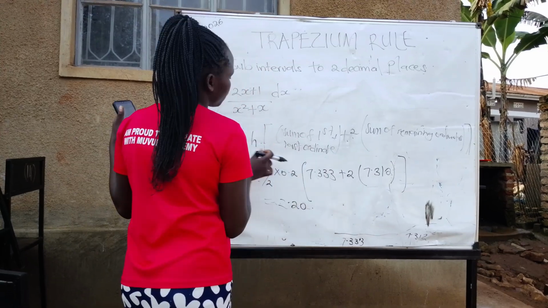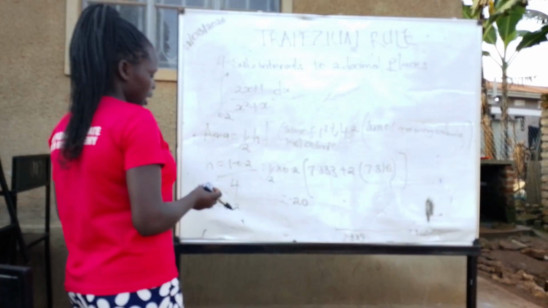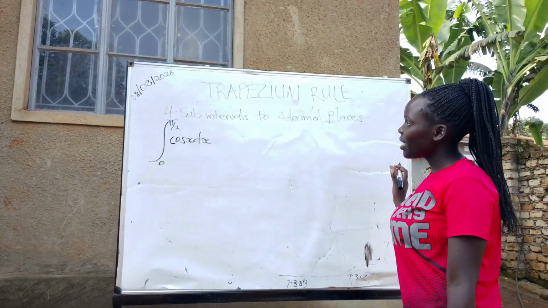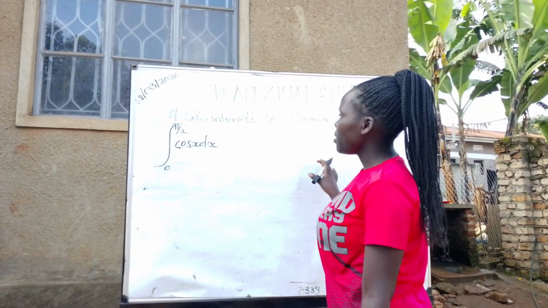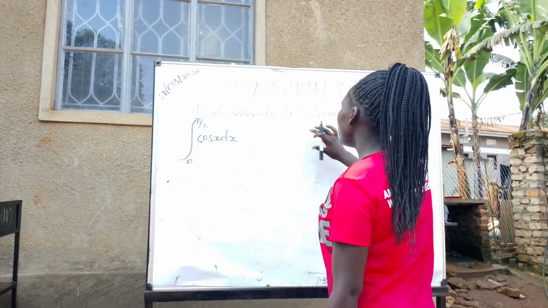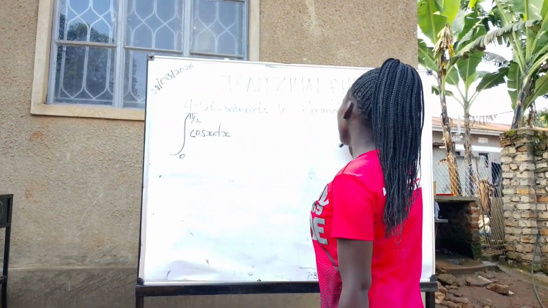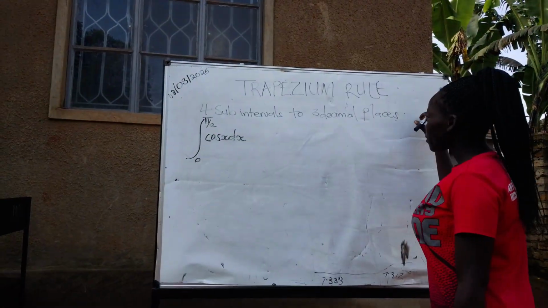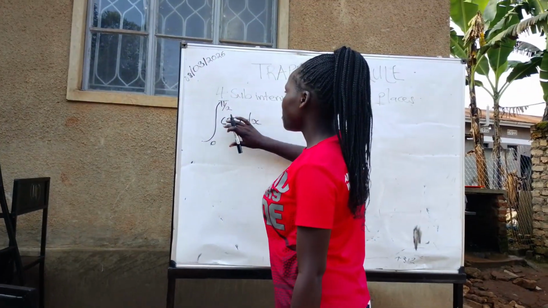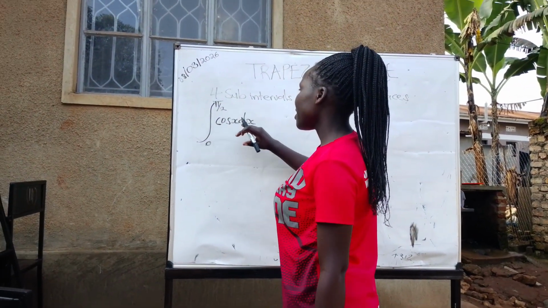So let's have the second example. Our second example is using the trapezium rule with 4 subintervals to 3 decimal places. Find the area of the function: the integral from 0 to pi over 2 of cos x dx.